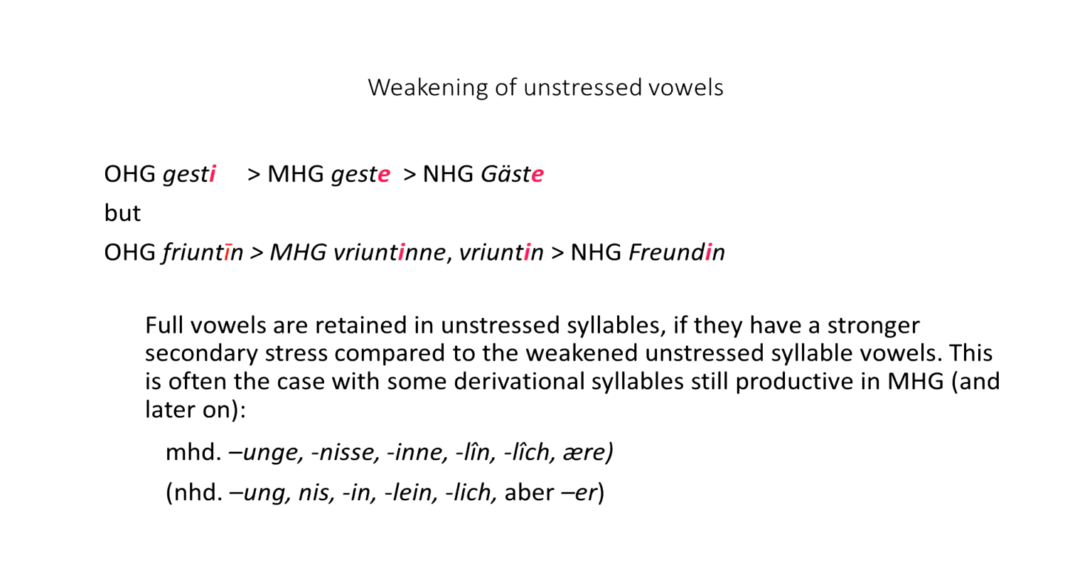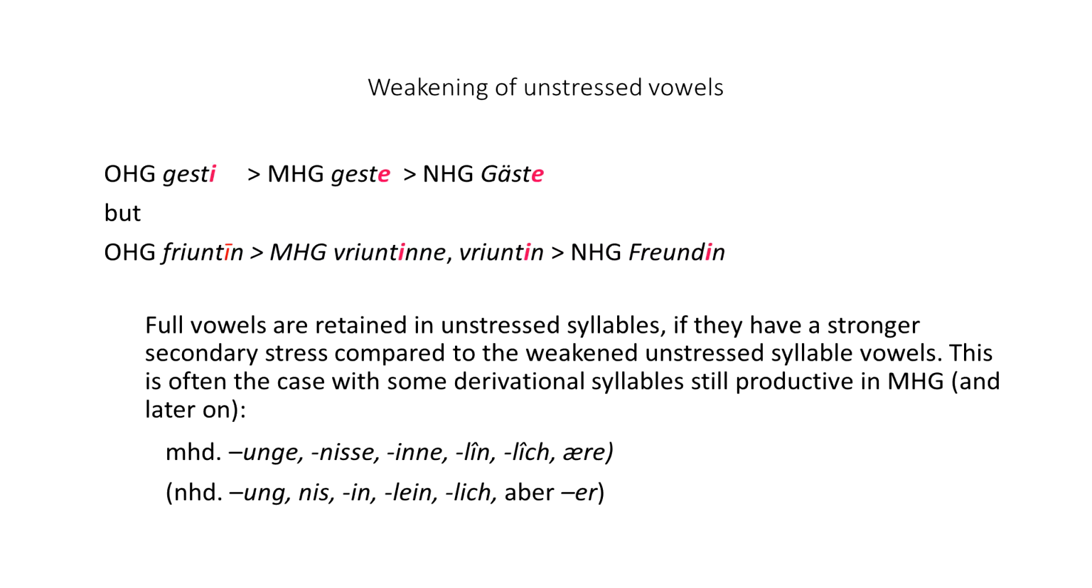Even if one ignores some regional linguistic developments, it should be pointed out that the weakening of unstressed syllables does not affect all unstressed vowels in the same way. For example, the suffix e in Old High German gesti is weakened to become schwa in Middle High German gäste, while the unstressed i in Old High German friuntin remains in both Middle High German friundinnen and New High German Freundinnen.